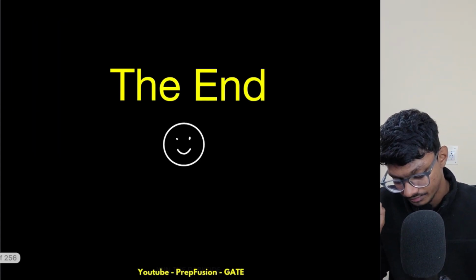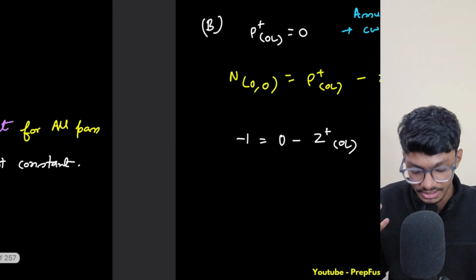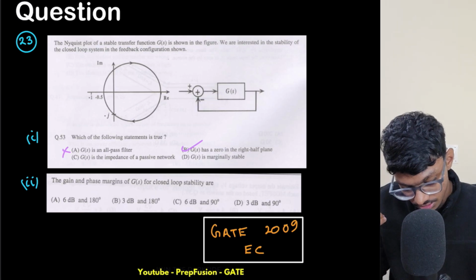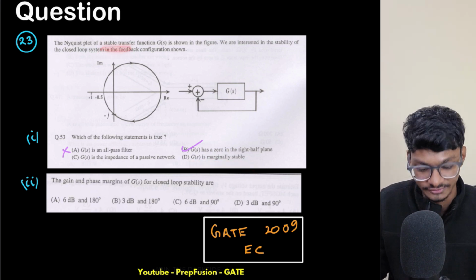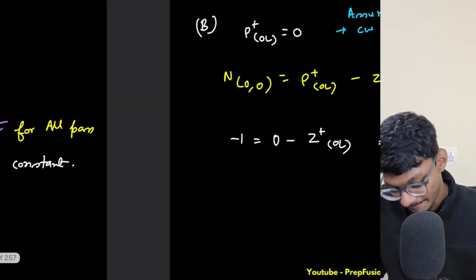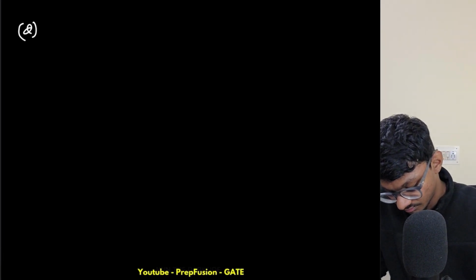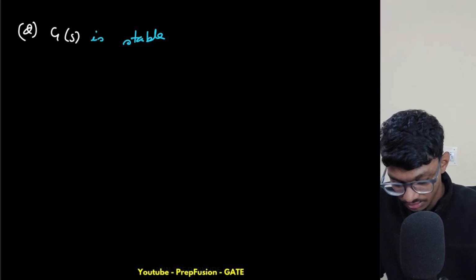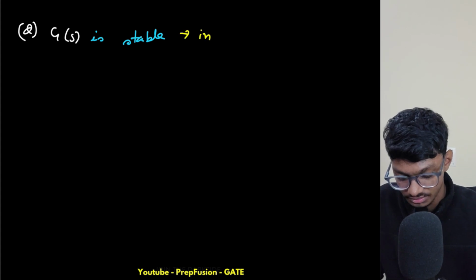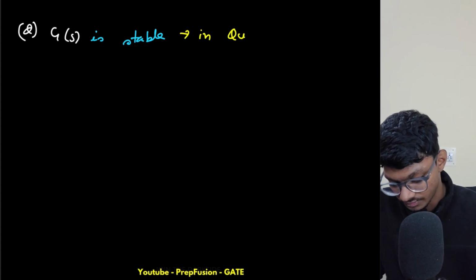And what about D? What is D telling us? D is telling that g of s is marginally stable. Obviously g of s is stable, the question has given a stable transfer function. How can g of s be marginally stable? So g of s is stable. In the question itself it is given.